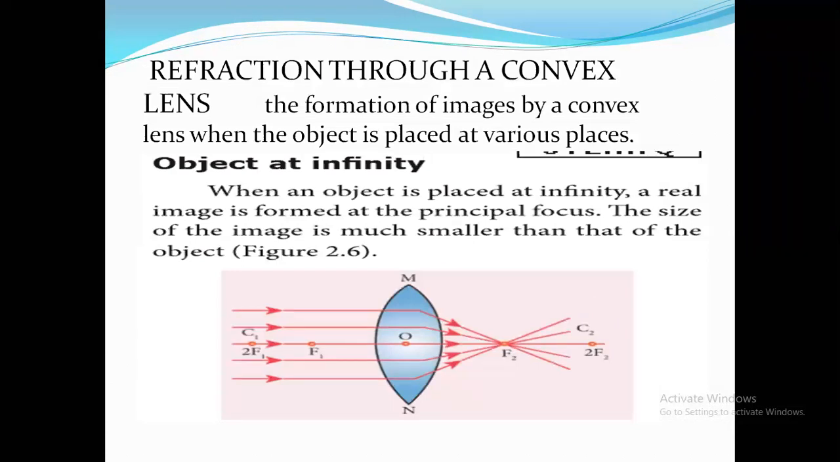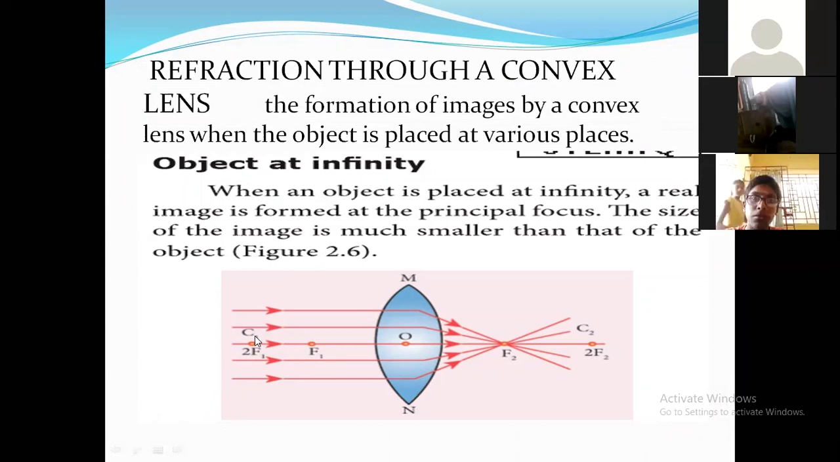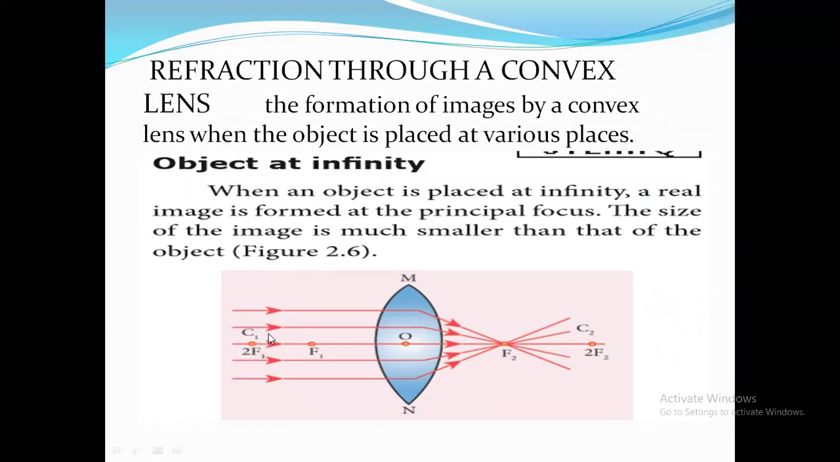Now we'll go to the formation of images. First, the object at infinity. You see in this picture, infinity means far away from the lens. Here one lens is present. The object will be a tree or a building, so far away from the lens. So here, what is this? Infinity. The real image is formed.